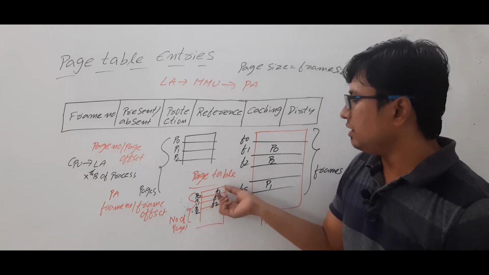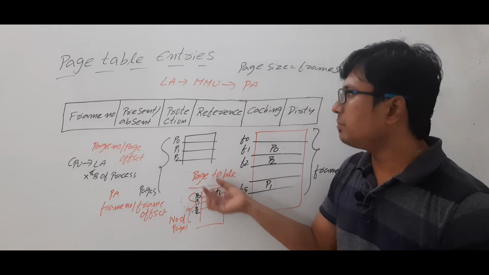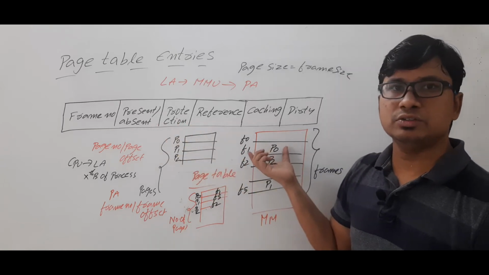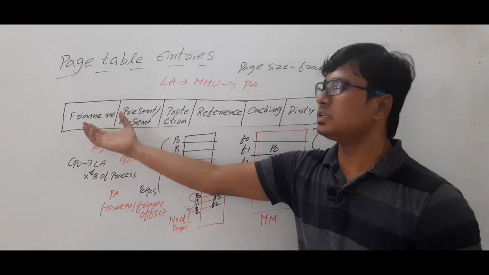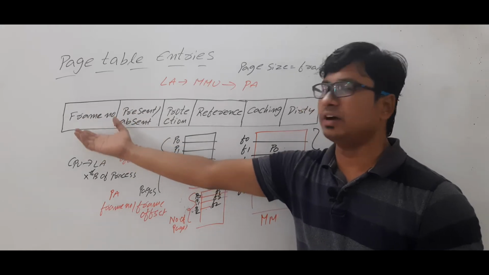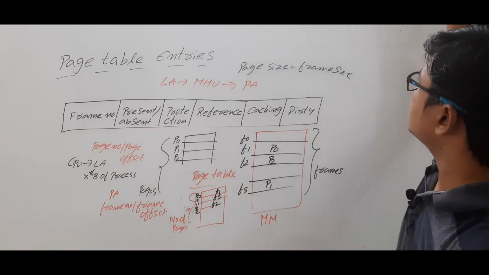Now the page table will also consist of the frame number and other information also. So now let me discuss what other information it will consist of, other than the frame number, in a page table.